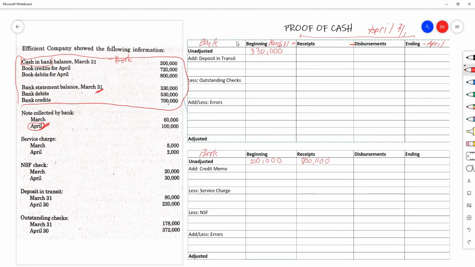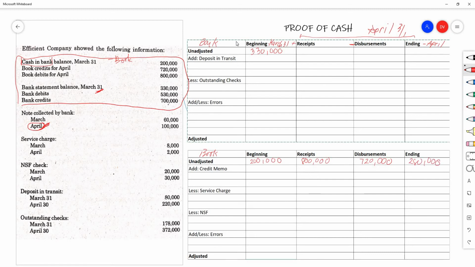Paano ang book credits? Pag sa libro mo, ang credits mo ay 720,000. That is a deduction. Bakit? Kasi pag kine-credit mo ang cash, syempre, bawas yan. Okay? 200, 800, 720. So, ano mangyayari na to? 1 million minus 720, this is 280,000.